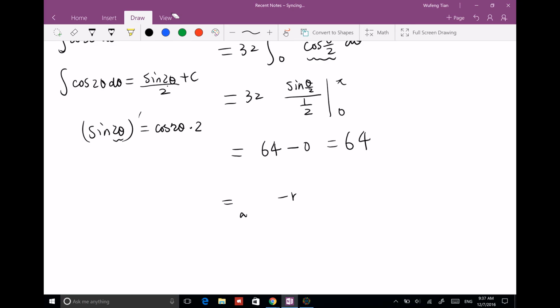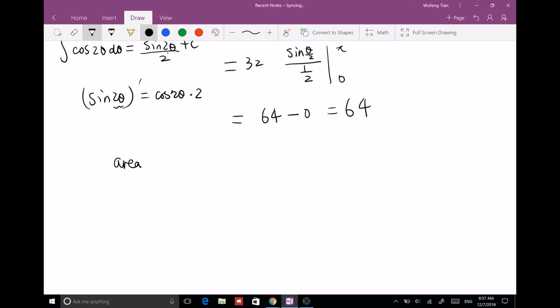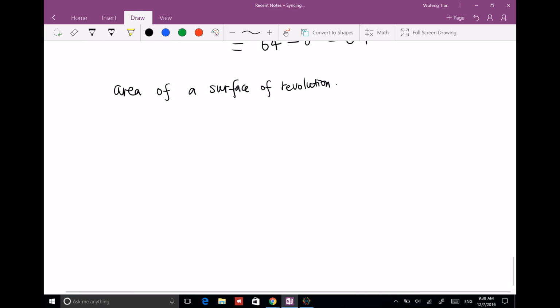Next, we're going to continue working on one more formula of the polar equation, which is the area of a surface of revolution. I think next year when I'm teaching this course, I'm going to make this chapter right after chapter 7 because they are very similar things. Just use two different formulas.